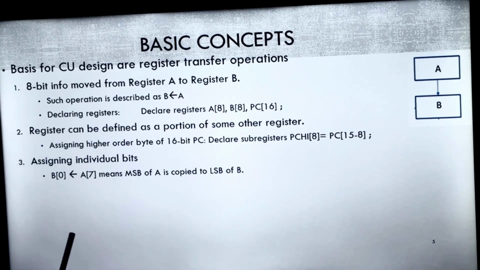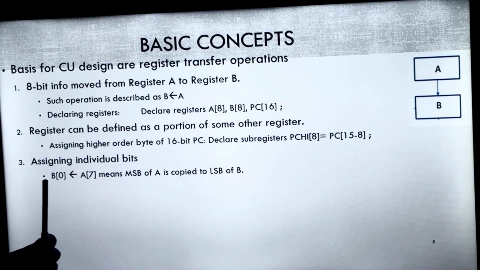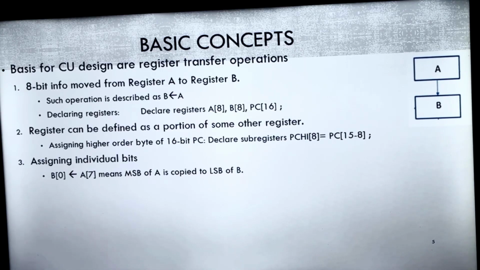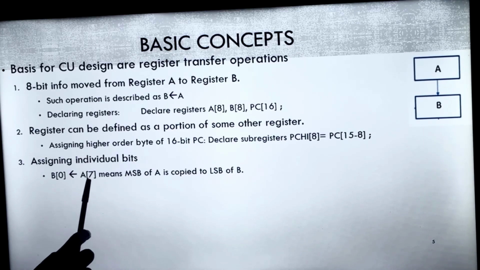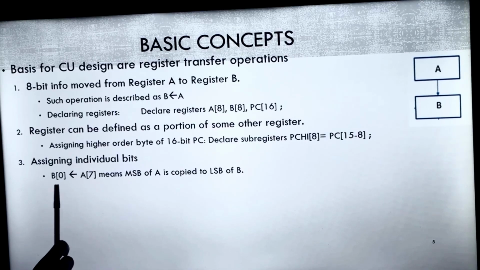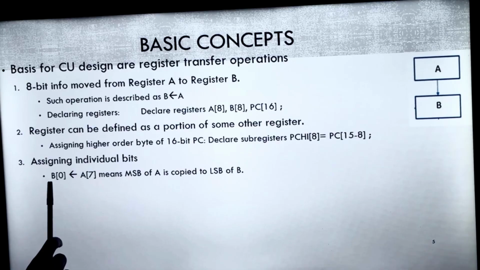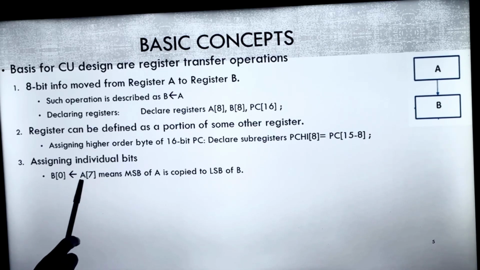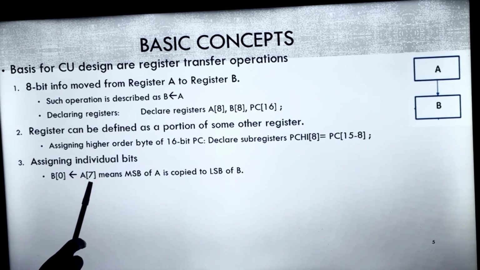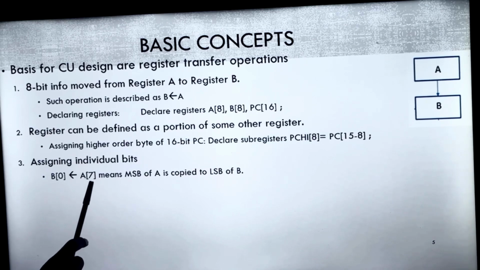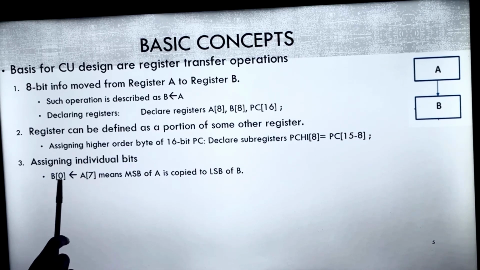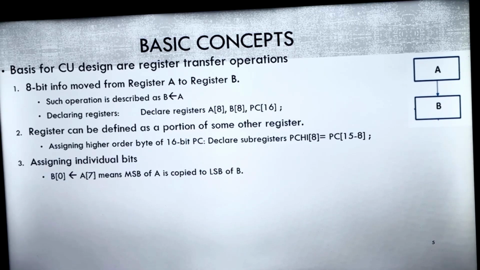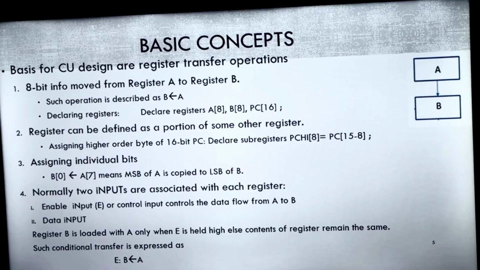Fine. And then we also have some other operations we can perform like this. Suppose I want to exactly copy the 7th bit of register A to the 0th bit of register B, I can simply write like this. B square bracket 0, this cursor symbol, A square bracket 7 means whatever is in the 7th bit of A will be copied to the 0th bit of B automatically. Fine? I hope this is fine for you. Okay, we'll see some more operations.